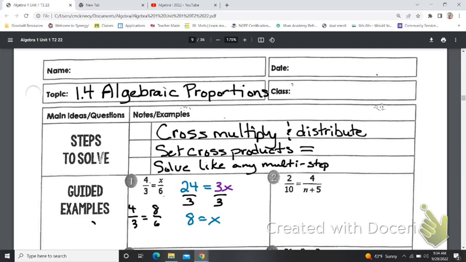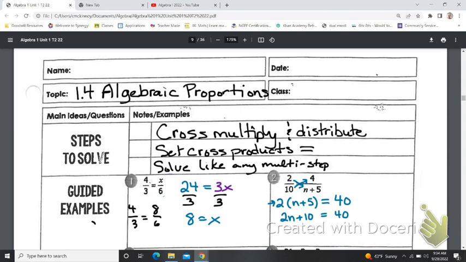Starts getting a little harder in number 2. We are going to have to start distributing in number 2. So again, crisscross. So these two are going to get multiplied. So 2 times n plus 5 is going to be equal to, and then these two get multiplied, 4 times 10. And I'm just going to go ahead and write down 40. In fact, as long as you'll remember to distribute, you could have done 2 times n and then 2 times 5, and kind of distribute it as you wrote down the problem, as you wrote down your cross product, which could potentially mean skipping that step.